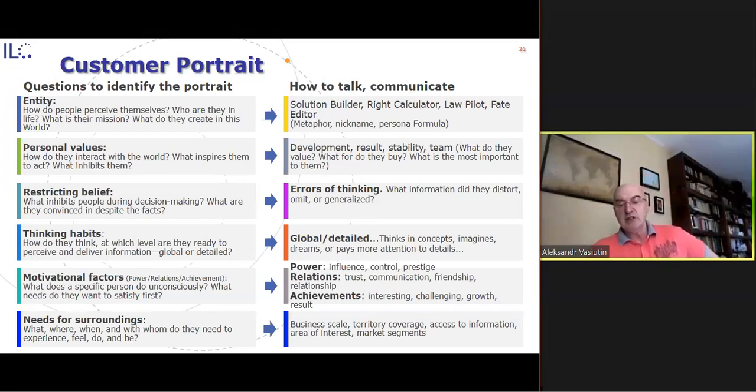And it's very interesting as these are the most modern trends and the needs of the surrounding. This is the scope of business, the coverage, access to information, area of interest, market segment. So all these levels being personal values, restricting beliefs, thinking habits. So these are those words to use when you talk to the people.